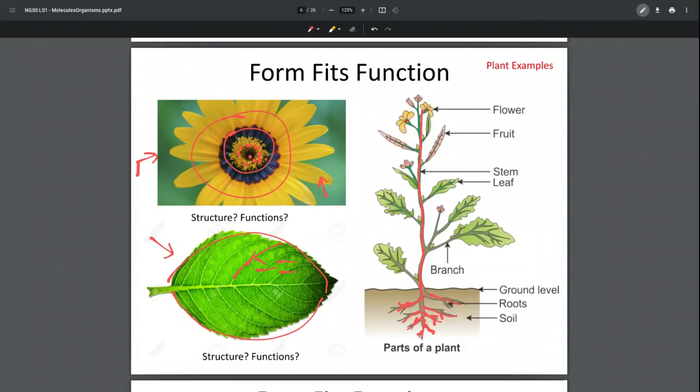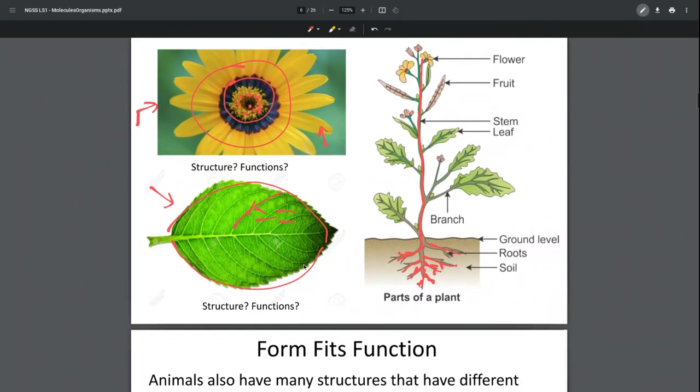So all of these things on even something as simple as a plant, or a plant's not really that simple, but we don't think of it as doing much because it stays in one place. But there are lots of specific structures that it has in order to do specific functions so that it can live. All right, let's keep going.